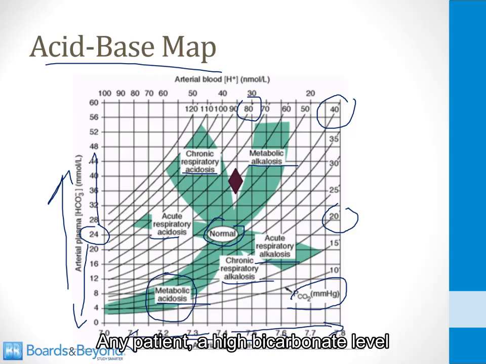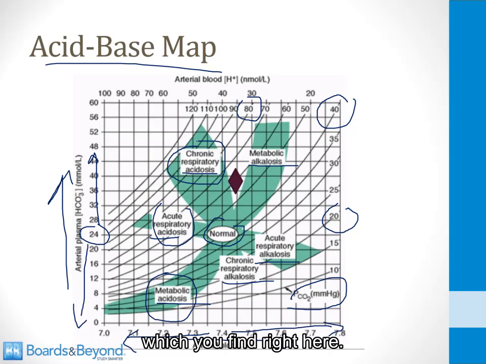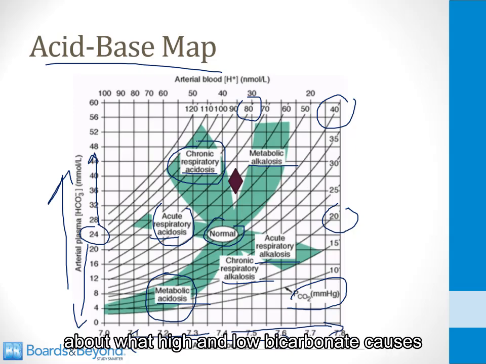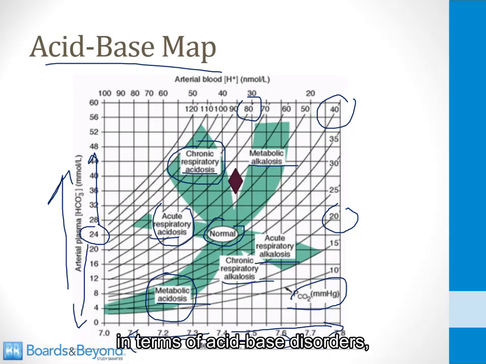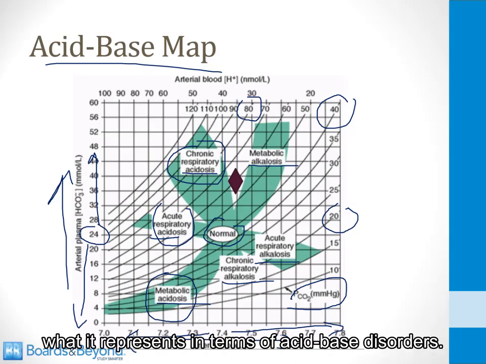Any patient with a high bicarbonate level who has an acidosis is going to have a respiratory acidosis, which you find right here. So if you just know the principles we've talked about in the last few slides about what high and low bicarbonate causes in terms of acid-base disorders, then you can look at this slide and figure out any region, what it represents in terms of acid-base disorders.